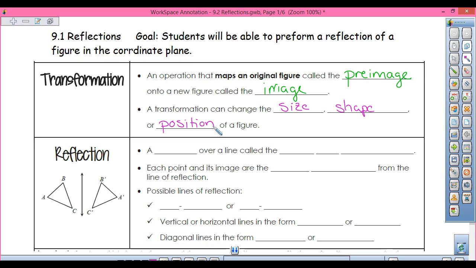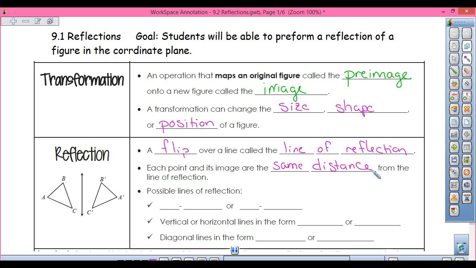A reflection is a flip. So it gets flipped over a line called the line of reflection. Each point and its image are the same distance from the line of reflection.